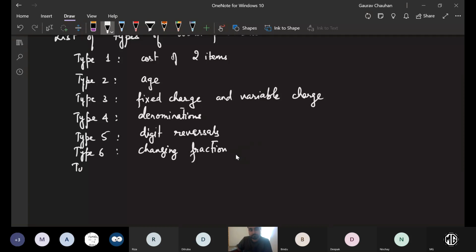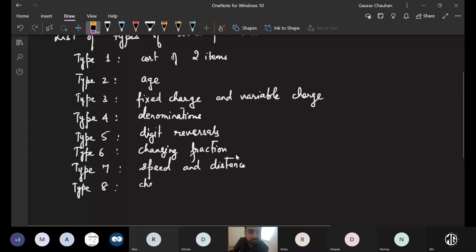Type 7, speed. This is going to be fun, okay? You must have learned speed and velocity, speed and distance, okay? Type 8, change in area, or just write area change, okay? Let's write changing area only, like we wrote changing fraction.